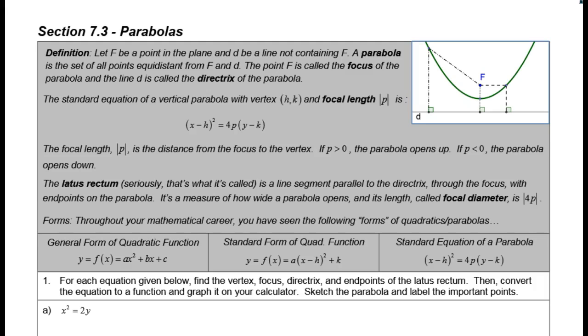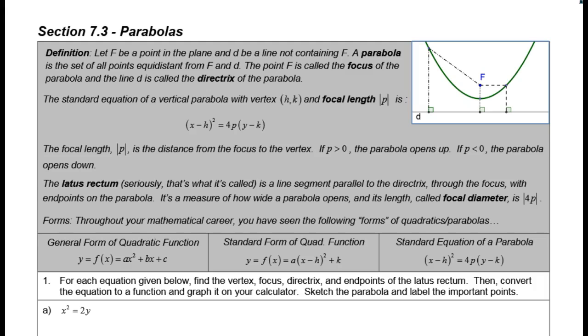And what I want you to do first is read everything in these top two gray boxes. Go ahead and pause the video, read your notes, and then I'm going to highlight some of the things in here that are important. No, seriously, pause the video and read the notes. Okay, great. Now that you've read the notes, let's go ahead and talk about the definition of a parabola.